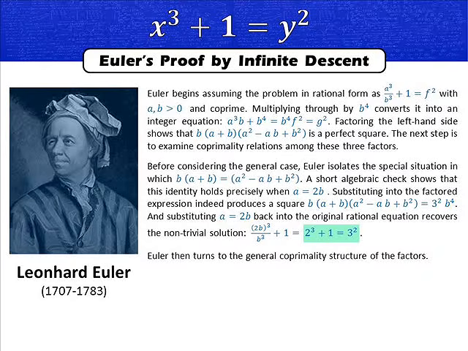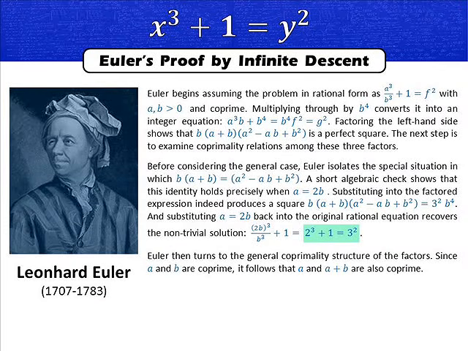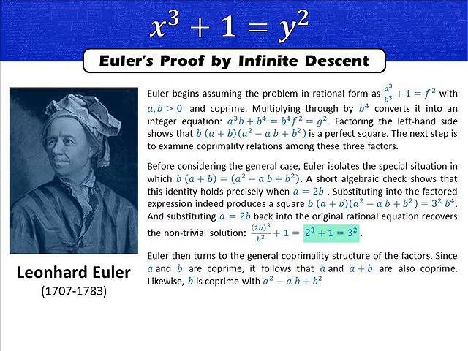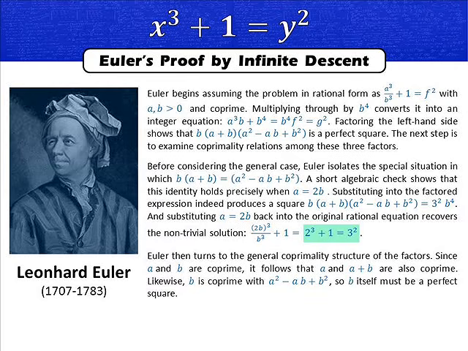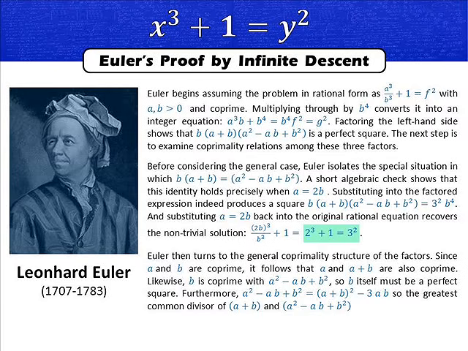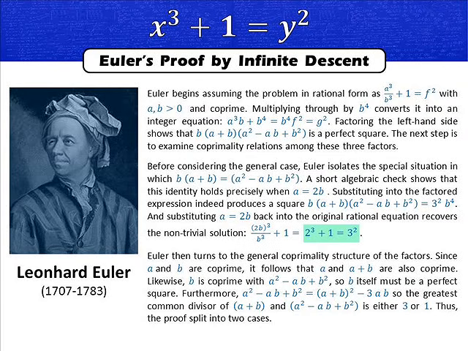Euler then turns to the general coprimality structure of the factors. Since a and b are coprime, it follows that a and a plus b are also coprime. Likewise, b is coprime with the third factor, so b itself must be a perfect square. Furthermore, the third factor equals the square of a plus b minus 3ab, so the greatest common divisor of the second and third factor is either 3 or 1. Thus, the proof splits into two cases.